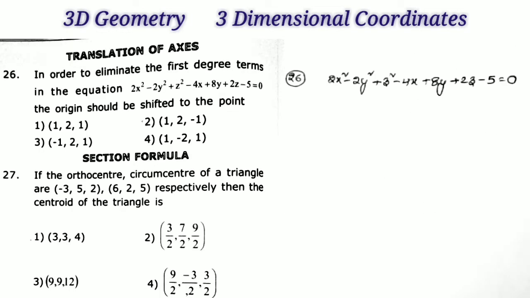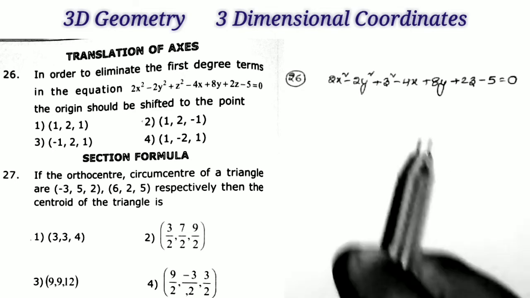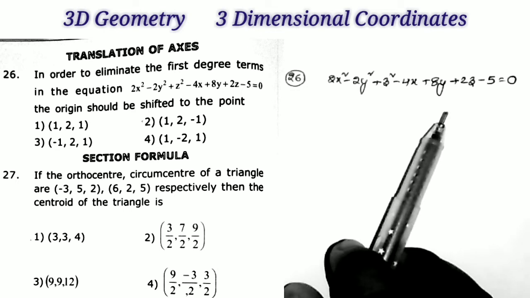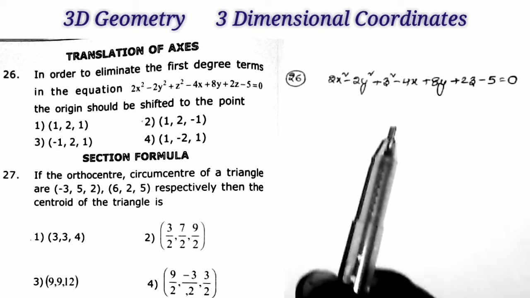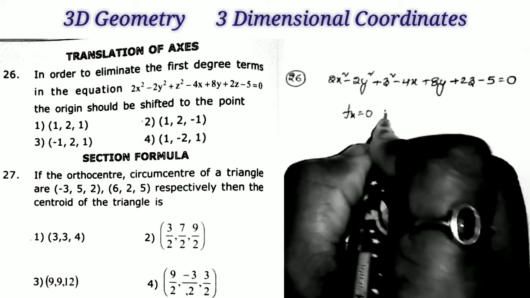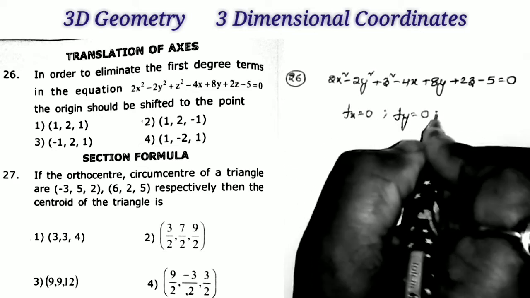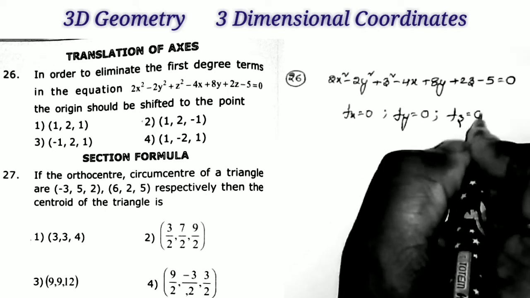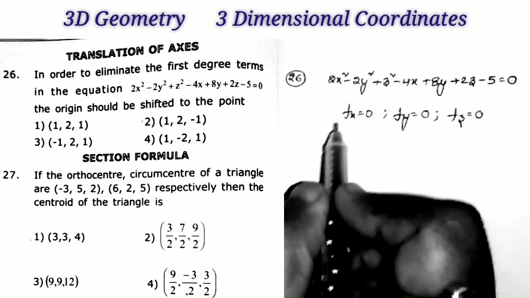That's all. Next question. In order to eliminate the first degree terms in the equation 2x square minus 2y square plus z square minus 4x plus 8y plus 2z minus 5 is equal to 0, the origin should be shifted to the point. Very easy question. In order to eliminate the first degree terms from this equation, the origin should be changed to, so first we take the equations fx is equal to 0, fy is equal to 0, fz is equal to 0, and find the x, y, z values.